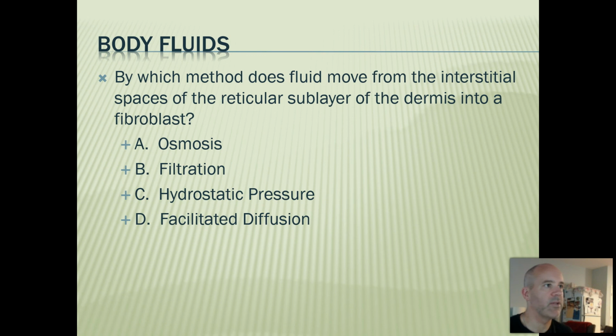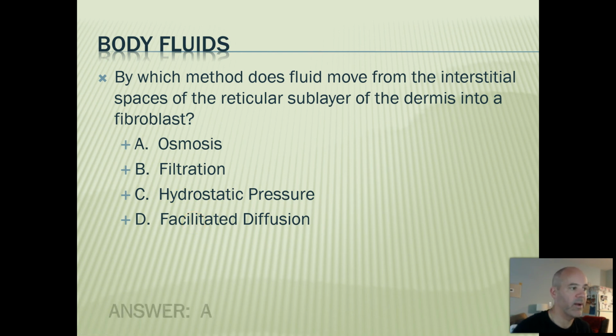into the surrounding tissues. All right, so what's the main method by which fluid is going to move from the interstitial spaces, extracellular fluid, into a fibroblast? Is it going to be osmosis, filtration, hydrostatic pressure, facilitated diffusion? Hopefully you're answering osmosis. Osmosis is the movement or diffusion of water across a selectively permeable membrane, and in biology those selectively permeable membranes are generally cell membranes.